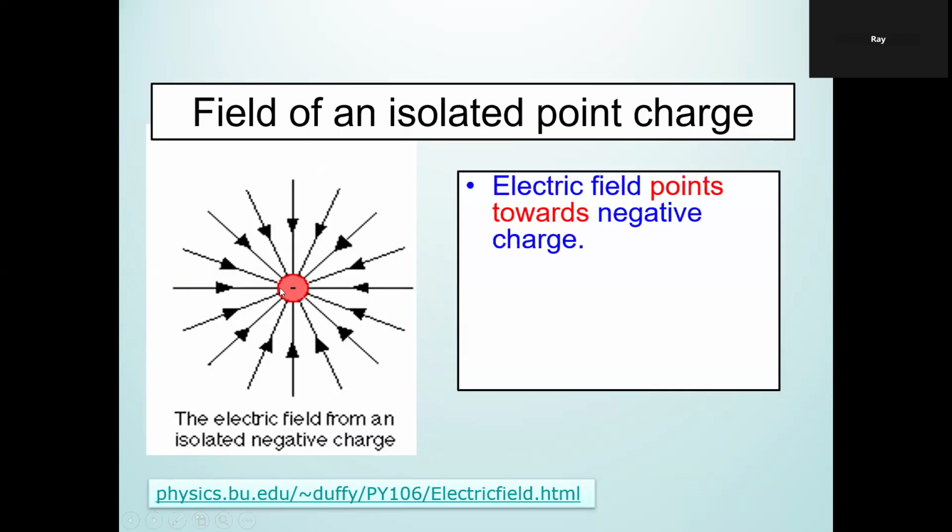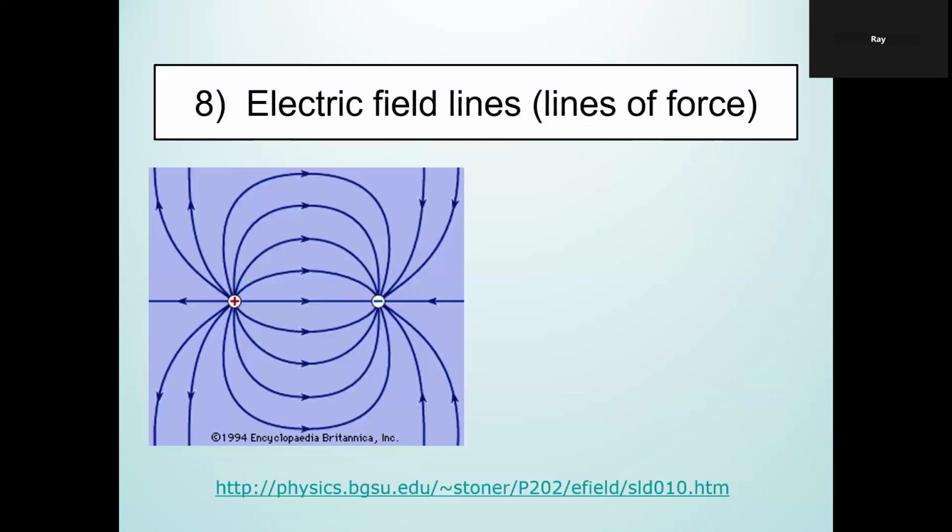So this is the field due to an isolated negative charge. The electric field points towards the negative charge. The lines behave as if they repel each other sideways, so they are as far away from each other as possible. So these are the electric lines of force between the positive and negative charge.